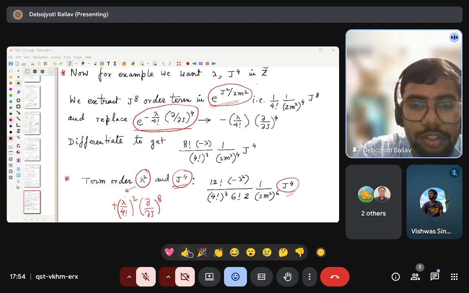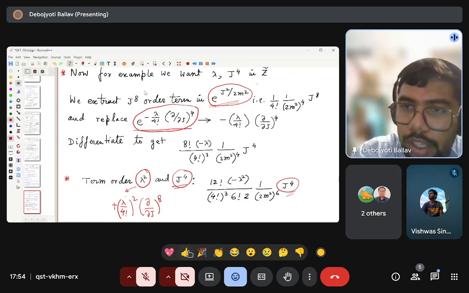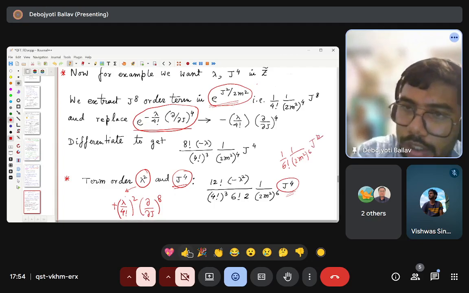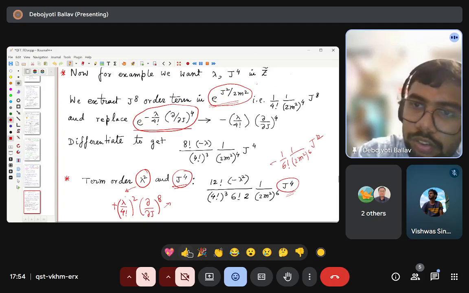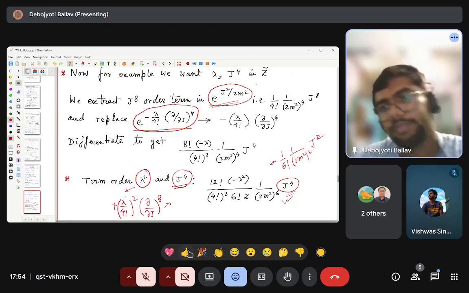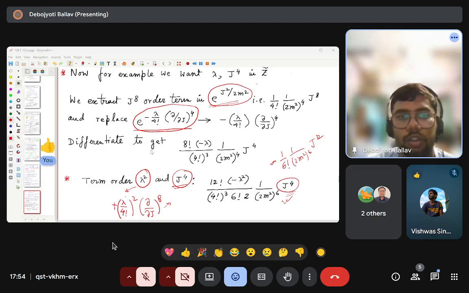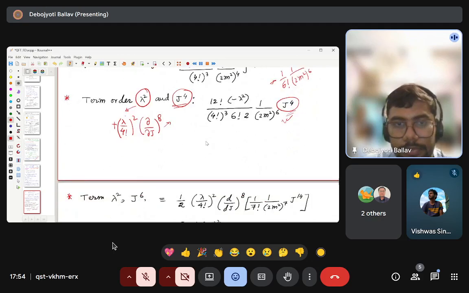So that's the answer. So here you have to take 1 by 6 factorial, 1 by 2m square whole to the 6, j to the 12. Now if you add this on this, you will get this. That's the term by term calculation I am showing. Is it okay? Fine. Some more.